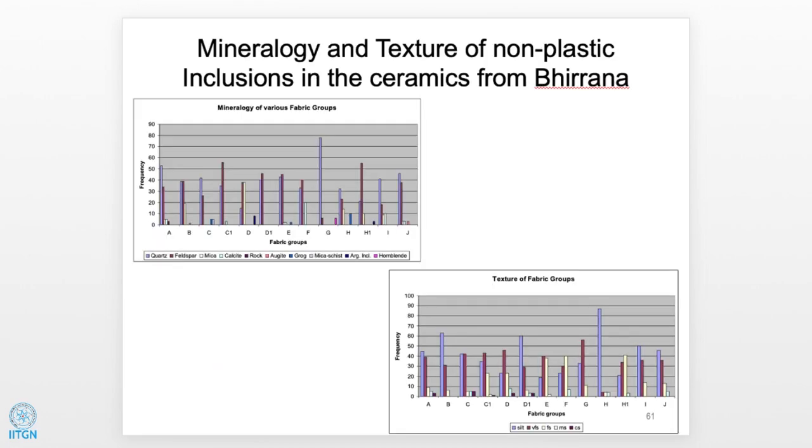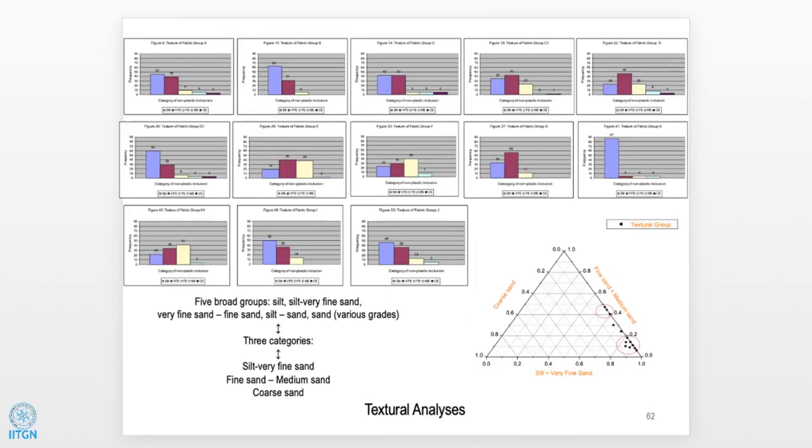Now, the real problem begins when you try to look at the mineralogy and also the texture. We made some kind of textural analysis like this. In terms of texture there are three categories of ceramics: silt and very fine sand, fine sand and medium sand, and coarse sand. I will restrict it further, because I do not know how representative the samples given to me are. These were given to me by Mr. L.S. Rao, who was the excavator there.